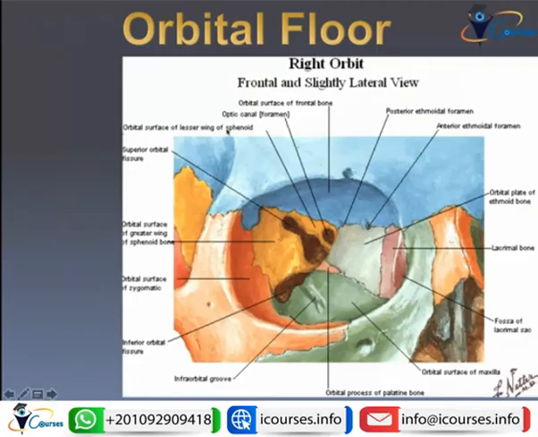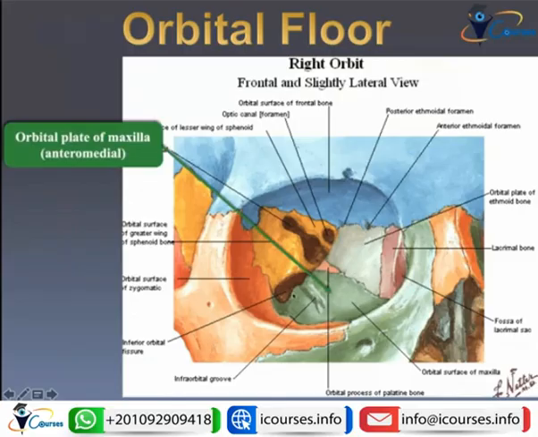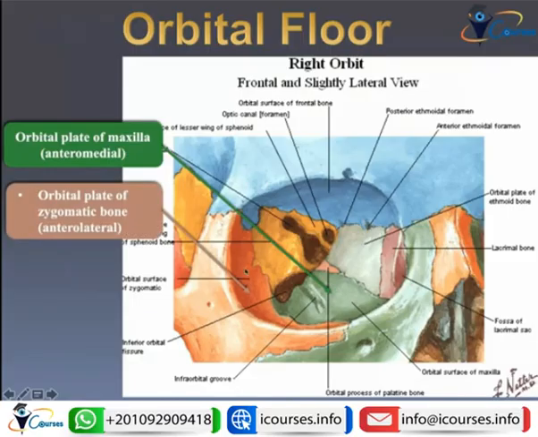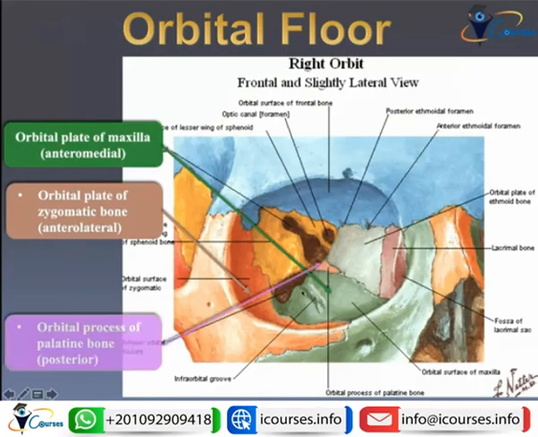Now we come to the orbital floor. Which bones is the orbital floor made of? It is made of the orbital plate of the maxillary bone, which is located anteromedially, so the maxilla shares in the formation of the floor. Then the orbital plate of the zygomatic bone, which shares the formation of the floor and the lateral wall. And finally, there is a very small bone located posteriorly called the orbital process of the palatine bone.